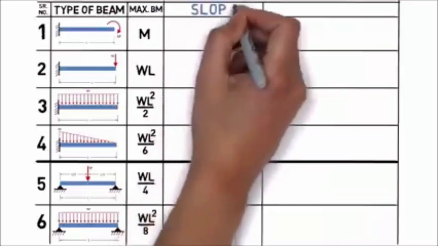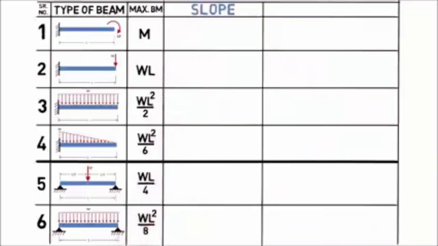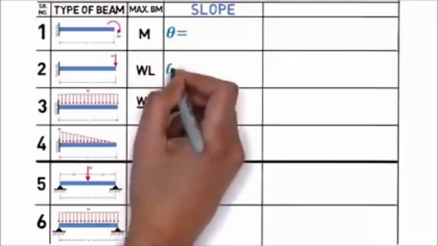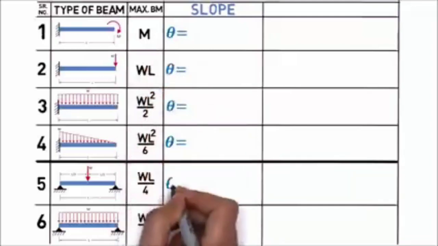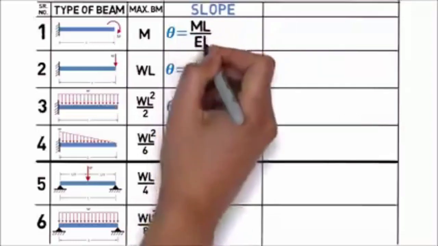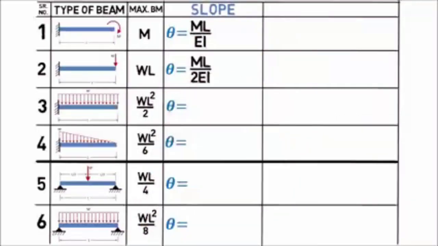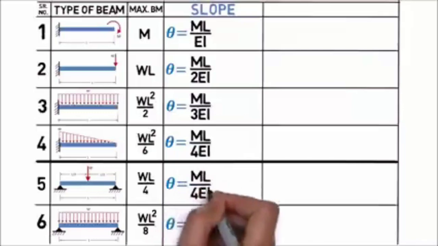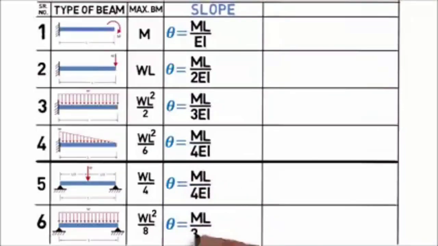Now the next important column is the slope of the respective cases. Here you should note that the slope at the fixed end is 0 and maximum at the free end in the case of a cantilever beam, but in the case of a simply supported beam, the slope at the ends will be maximum and 0 at the center. Now let's see the maximum slope of the respective cases. See the sequence of formulas for slope, which is like this. For cantilever: ML by EI, ML by 2EI, ML by 3EI, ML by 4EI. Now for simply supported beam, reverse the order: ML by 4EI, ML by 3EI.